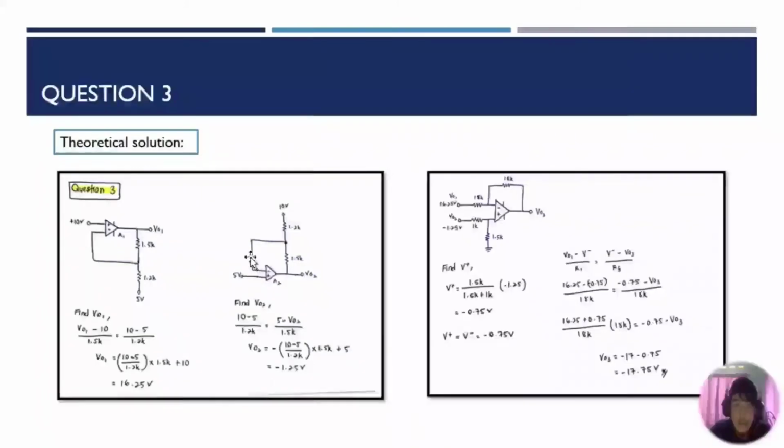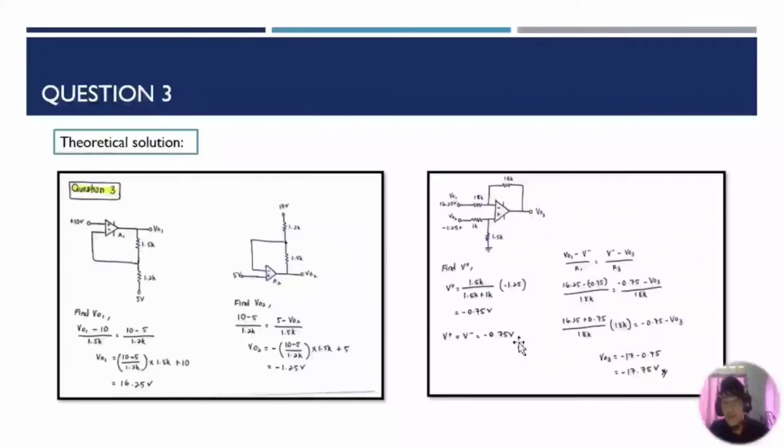And then bring the value to this node. So we get the value of this node, 5 volt over 1.2k, equals 5 volt minus V output 2 over the 1.5k resistor here. After doing the calculation, we get the value of V output 2 equals negative 1.25.